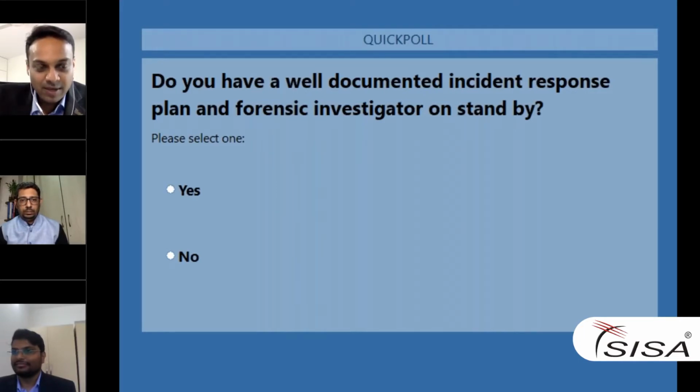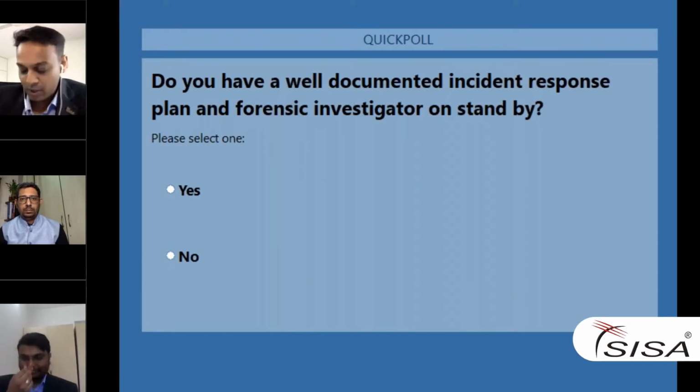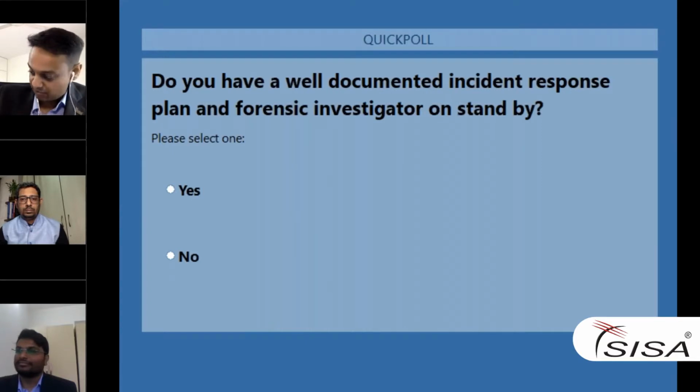So, something for your self-introspection. Do you have a well-documented incident response plan and forensic investigator on standby? So do you have a proper incident response so that someone can help when you report an incident? Ideally, within 48 hours, you would need to engage a forensic investigator. But yes, do you have one in plan? 20 seconds left. And this is an anonymous poll, so you can go ahead and give it. This is just to get a sense of where we as a community stand.